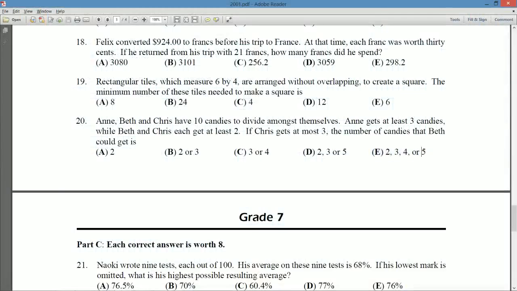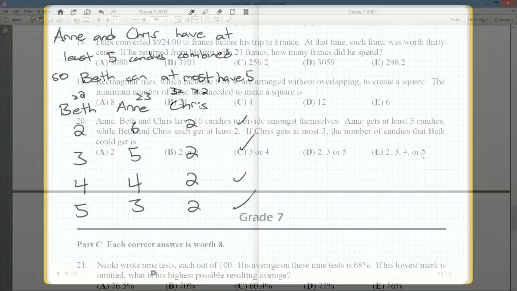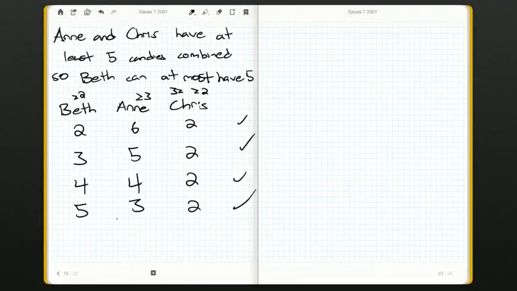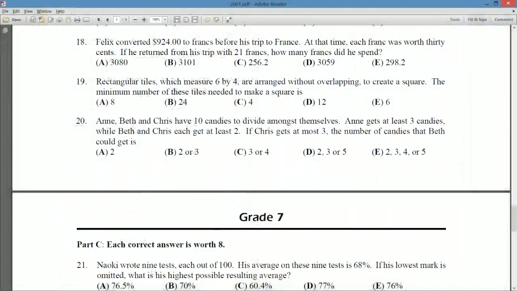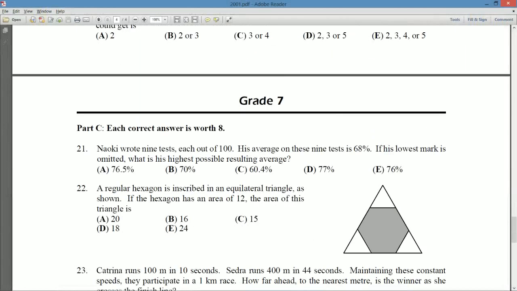So our final answer is just going to be E, 2, 3, 4, or 5. We just needed one way of giving Beth 3 candies and Anne and Chris making sure that their constraints worked out, just to show that Beth could have 3 candies. So everything worked out, and that's question 20, which is the last question in part B. We'll take a look at part C in the very next video, and I'll see you guys then.